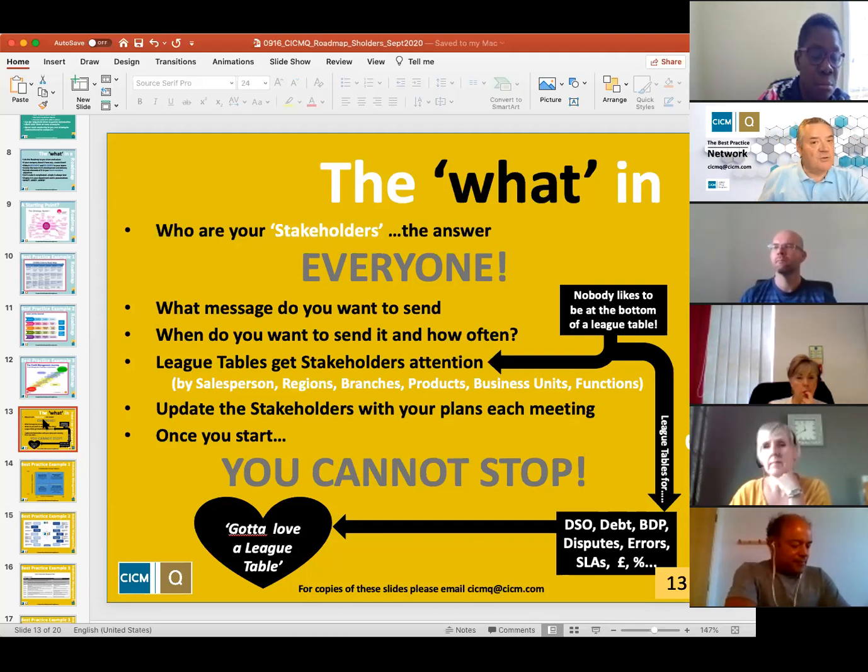Which region has got the worst debtors position, the worst DSO, the worst number of disputes and errors? You can put that in terms of the percentage of the revenue or the actual pound value of what they're doing. It doesn't matter. But you've got to get them into some sort of league table in order to get their attention. So putting them in a league table is absolutely the thing to do. It changes behavior and it makes people think about how they can work with you to resolve the issues that you have.